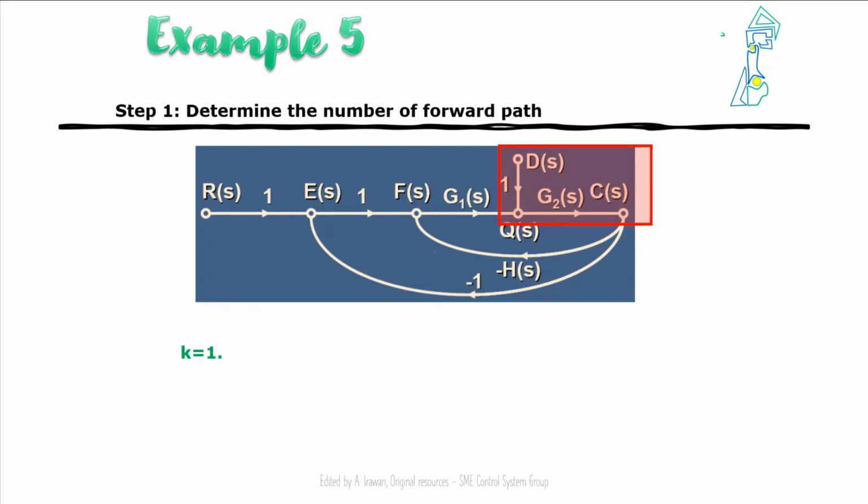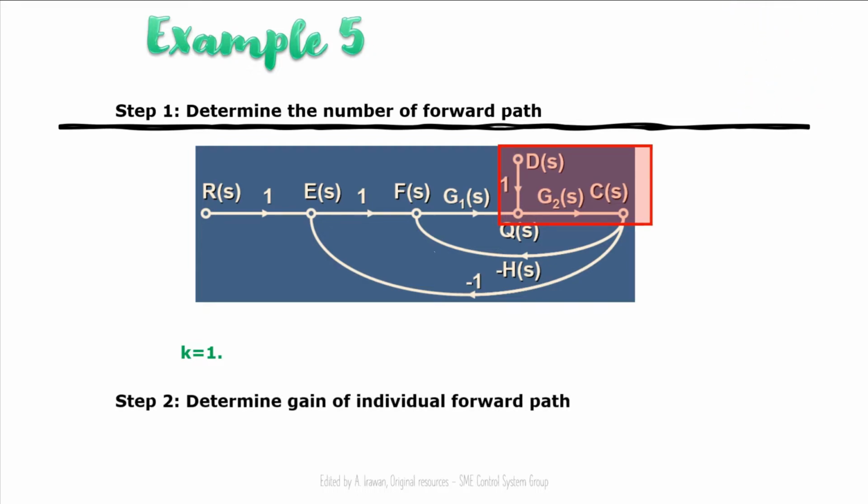For this case, we have only one individual forward path. So then we can have P1, because P is PK, so P1 is equal to 1 times the gain. So what is the gain for this forward path? It is G2. So P1 becomes G2. We save that one for step 2.